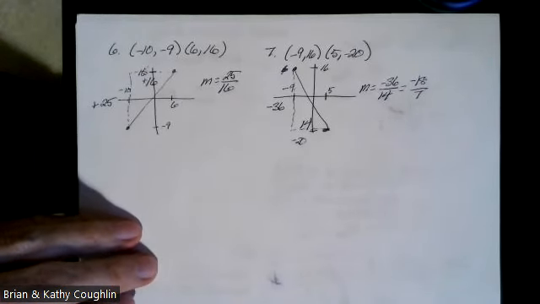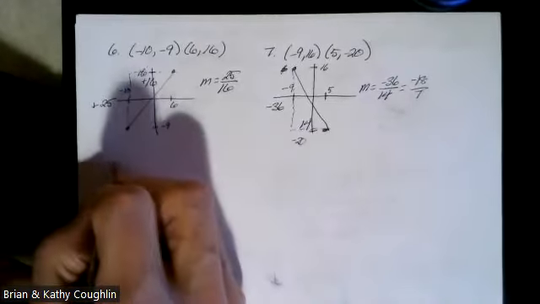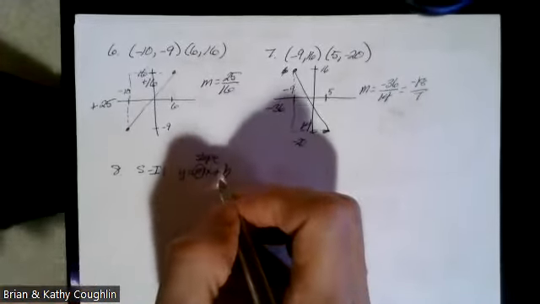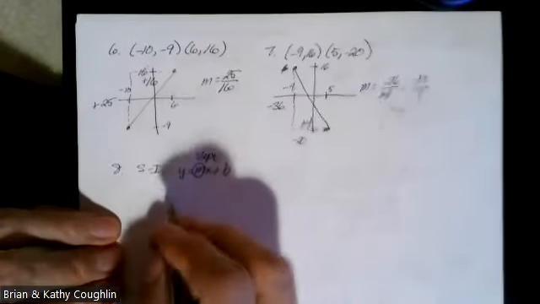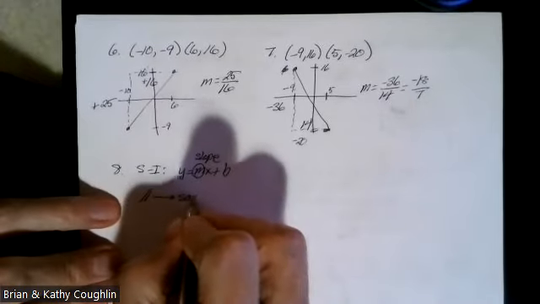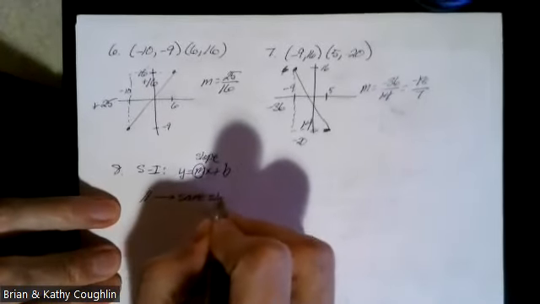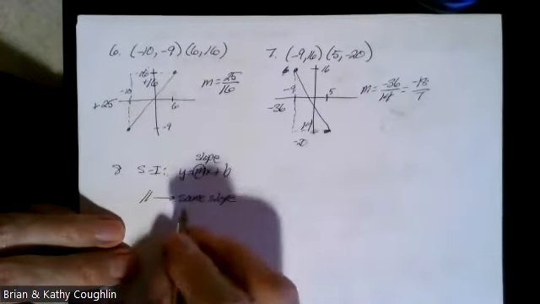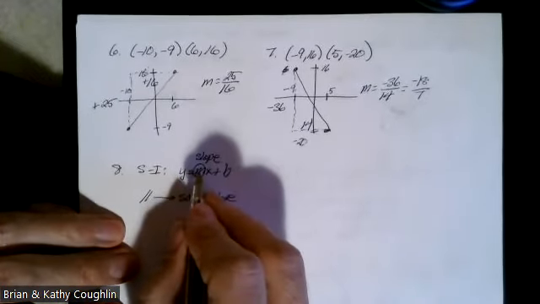Does that make sense? So now, number 8, you seem to be okay with slope-intercept form. Slope-intercept form is y equals mx plus b, and m is the slope. Now, when you try to get parallel lines, parallel means they have the same slope. And if you have the same slope, you've got to check the original slope and make sure it's the same one.